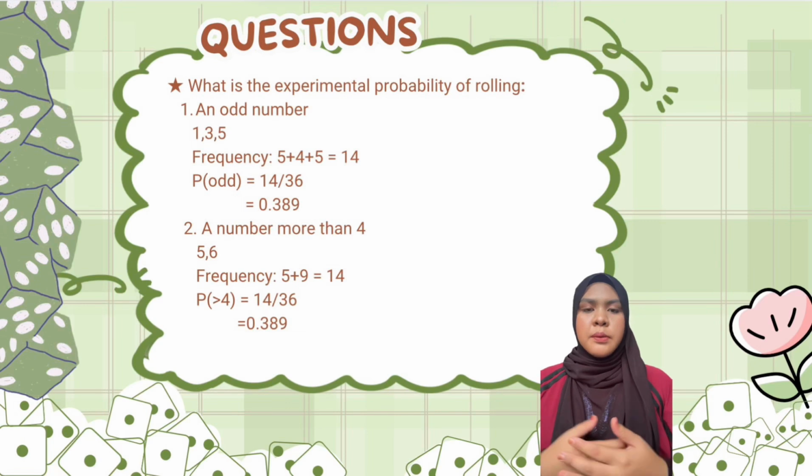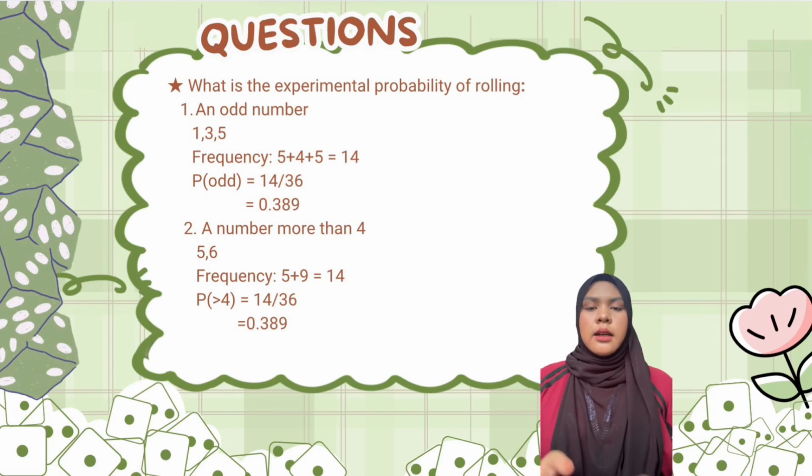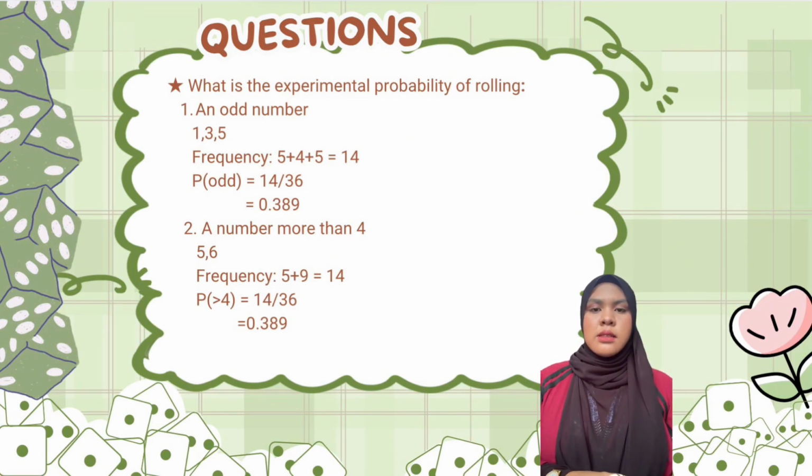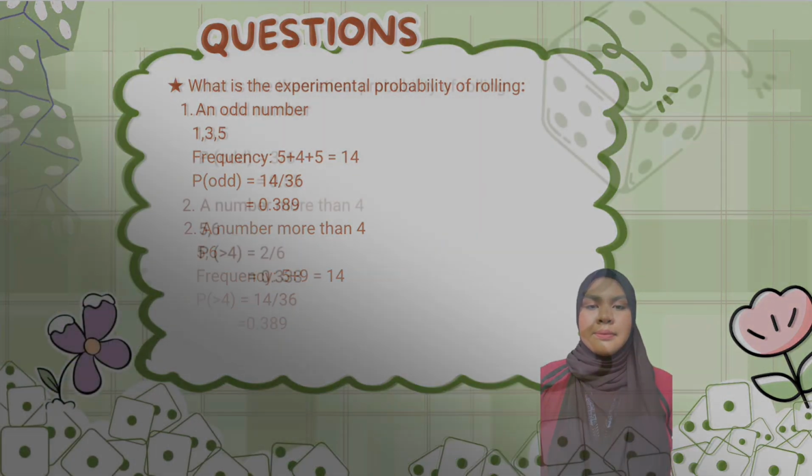Now, let's look at the experimental probability of rolling an odd number. The odd numbers on a die are 1, 3, and 5. We count the frequency of these numbers and the total frequency is 14 out of 36 rolls. So, the experimental probability of getting an odd number is 14 over 36, which is approximately 0.389. Next, we calculate the experimental probability of rolling a number more than 4, which is either 5 or 6. The total frequency is also 14 out of 36 rolls, so the experimental probability of rolling a number more than 4 is 14 over 36 or about 0.389.